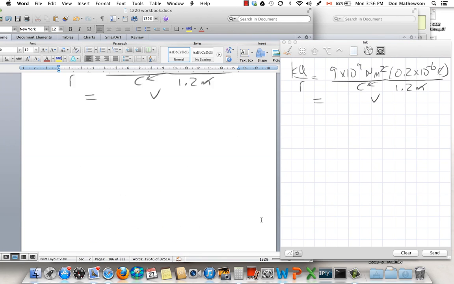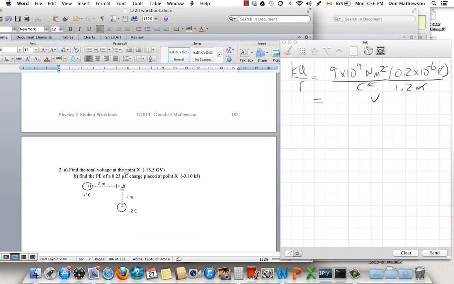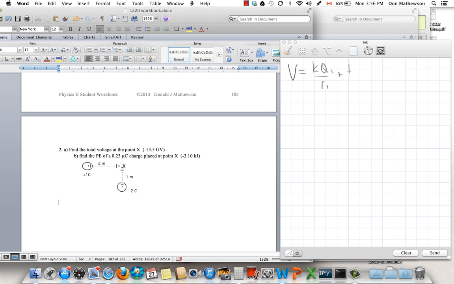Let you look at that for a second. So the answer is given as 1500. Next example. Let's find the total voltage at this point X. So there'll be contributions from both charges. So the total voltage will be the voltage of the 1 coulomb and the voltage of the minus 2 coulomb. So we'll have kq1 over r1 plus kq2 over r2. These aren't vectors, so we can just add the numbers.